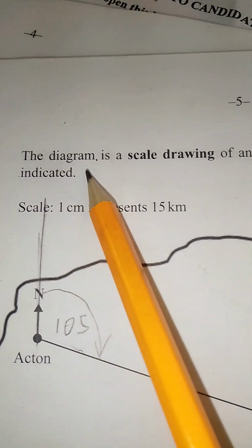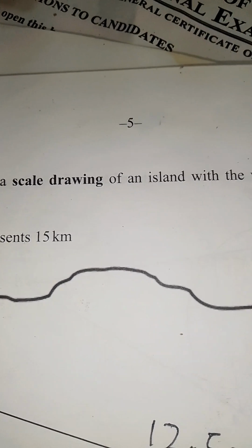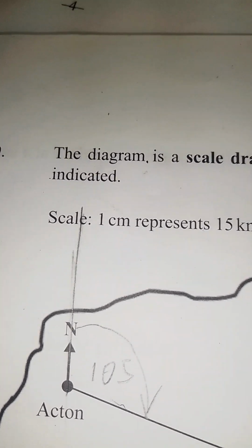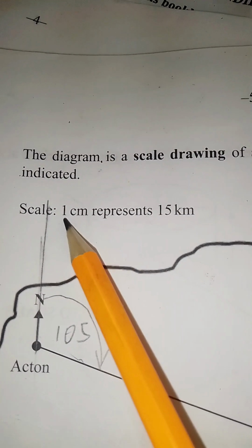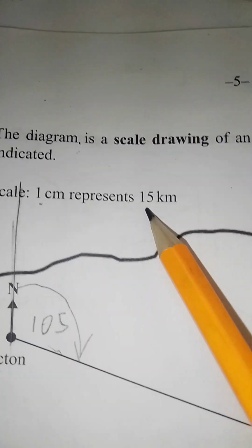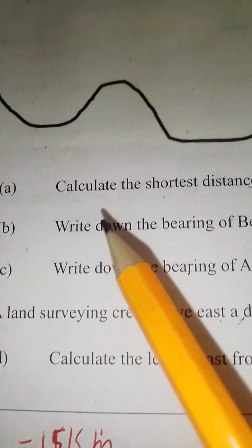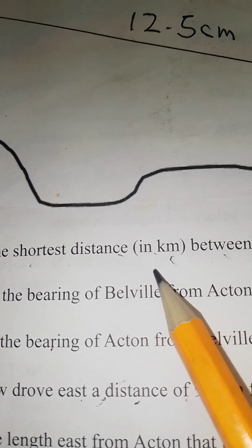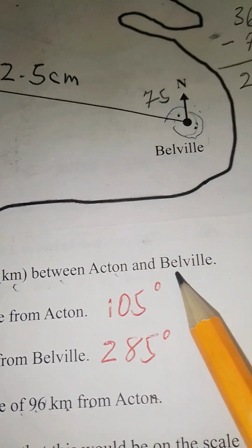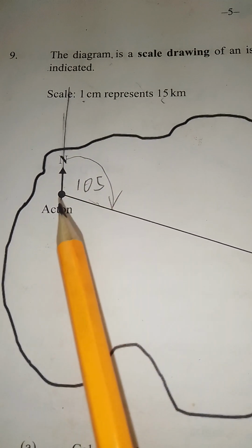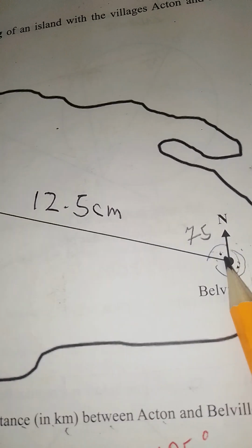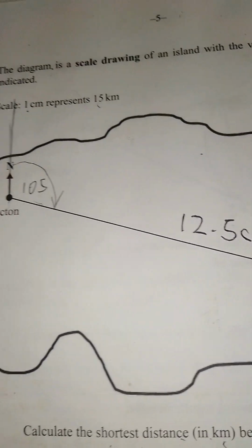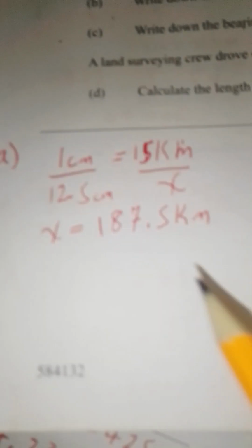This diagram is a scaled drawing of an island with the villages Acton and Belleville indicated. Now, our scale is 1 centimeter on the map is equal to 15 kilometers in the real world. Now, it says here, calculate the shortest distance in kilometers between Acton and Belleville. Now, here's how we're going to do this. We're going to measure this with our ruler, and I measured 12.5 centimeters. Now, I'm going to change this into kilometers.